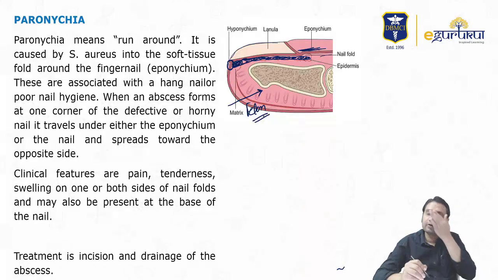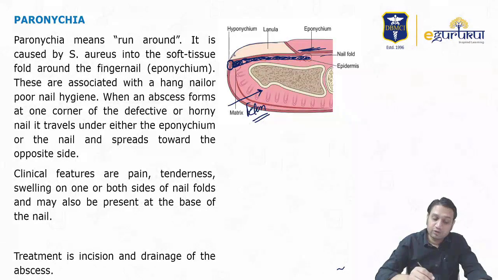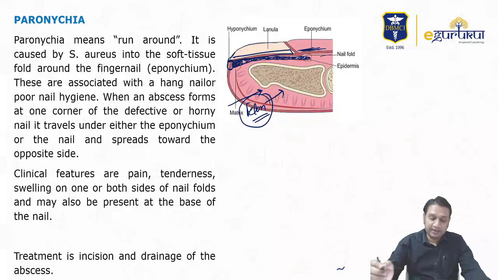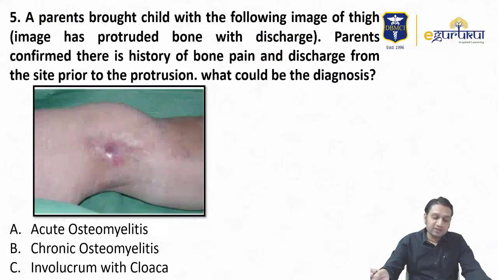So if the question is about paronychia, yes, you will have to remove some part of the nail so that the infection comes out. If the question is about felon, then it is not required, right? Next one. Parents brought the child with the following image of the thigh. The image has protruded bone with discharge. Parents confirm there is a history of bony pain and discharge from the site prior to the protrusion.